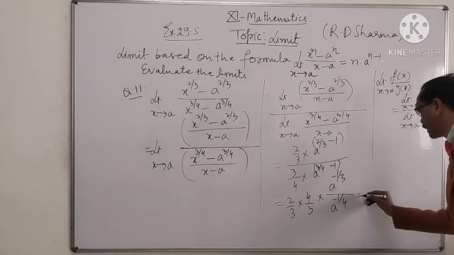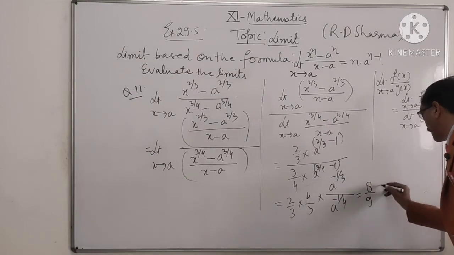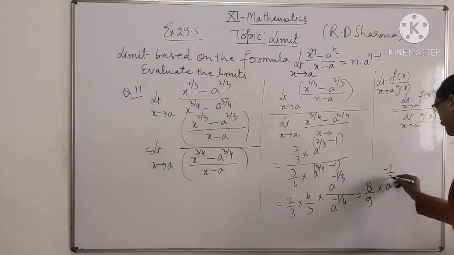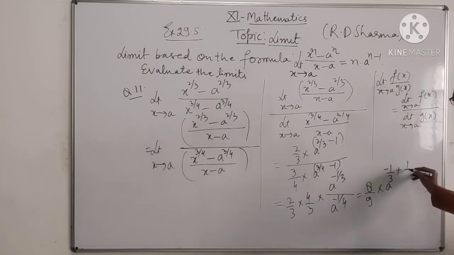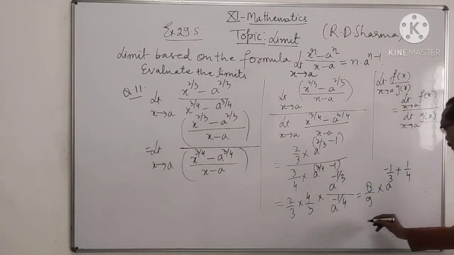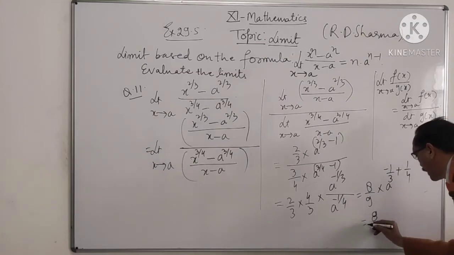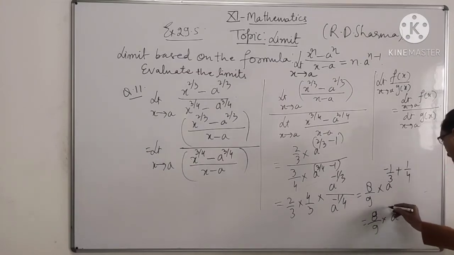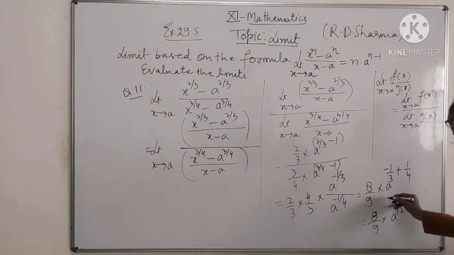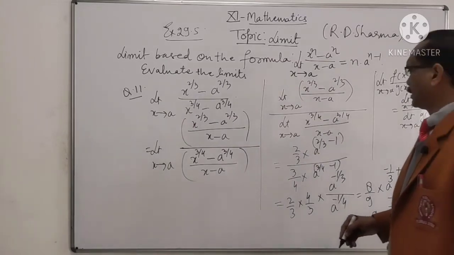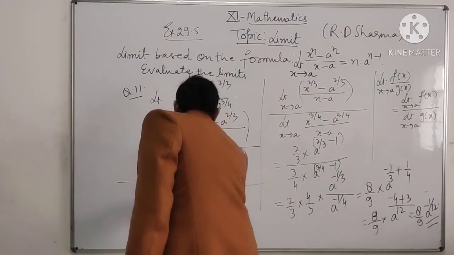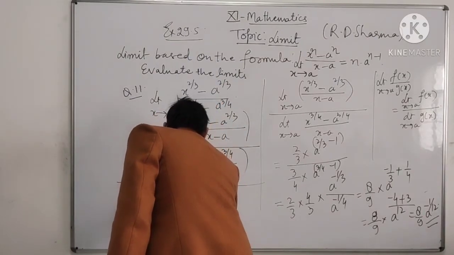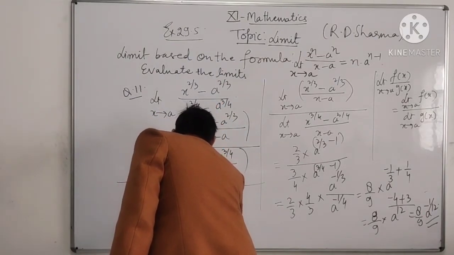Then it is 8 upon 9 into a power minus 1 upon 3 plus 1 by 4. Now take the LCM. It is 8 by 9 into a power, LCM is 12, minus 4 plus 3. So it is 8 upon 9 a power minus 1 by 12, or we can write it 8 upon 9 and a power 1 upon 12.